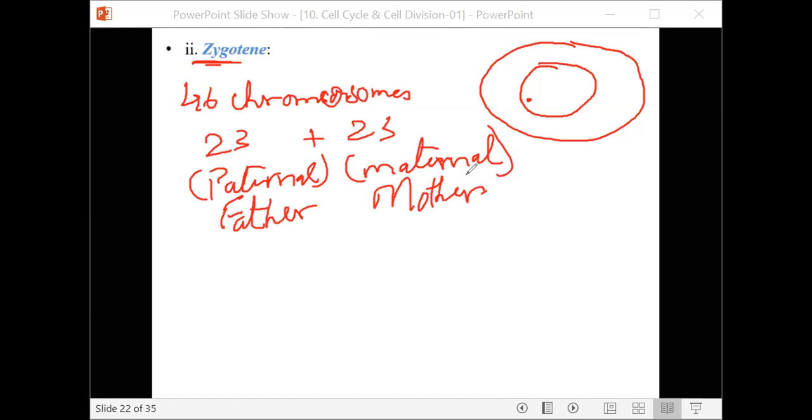Now in this zygotene, what is happening? What did we see in leptotene? There is formation of chromosomes. Taking this as one chromosome, for example, I'm giving these three chromosomes as coming from the father. Similar chromosomes will be seen coming from the mother.